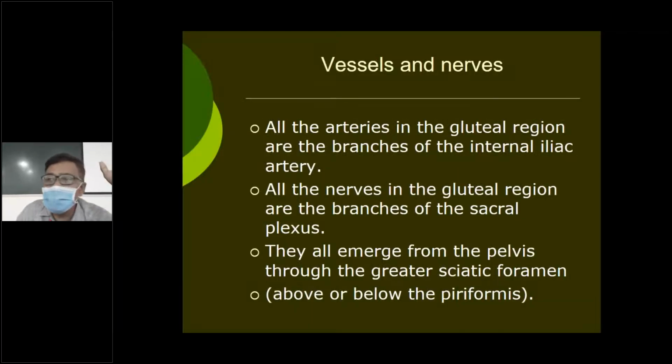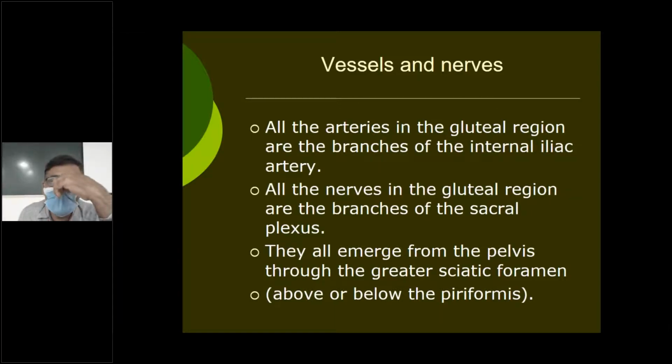Now we'll pass on to the vessels and nerves under cover of gluteus maximus. There are also plenty. We must know all the arteries are the branches of the internal iliac artery in the pelvis. Likewise, all the nerves, they're all branches of the sacral plexus in the pelvis. And the only way to come out is the greater sciatic foramen. All the vessels and nerves here are supplied from the pelvis, which emerge from the pelvis through the greater sciatic foramen.